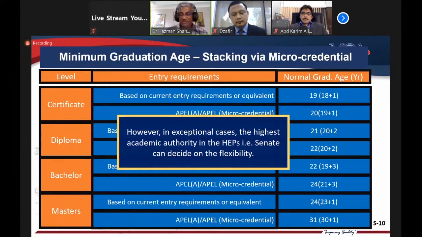So there is still flexibility, but we think this is going to be an exceptional few candidates who might actually go through this and be ready to graduate, but then they are not of the age stated here, and hence that holds them back. So we do not want that to happen, especially for these bright learners. So the Senate can actually make the call.